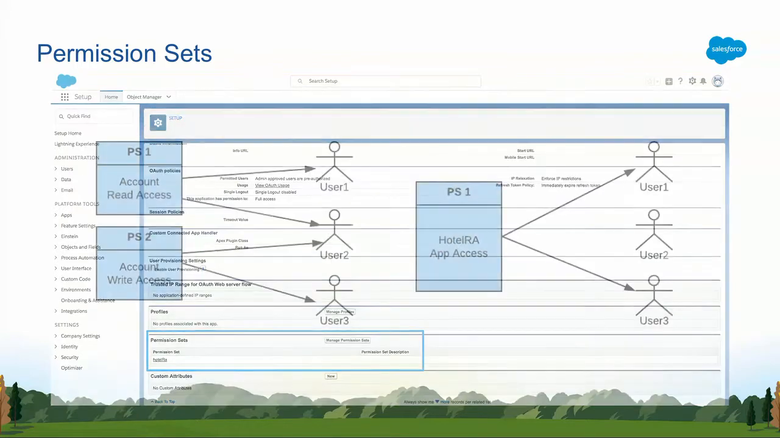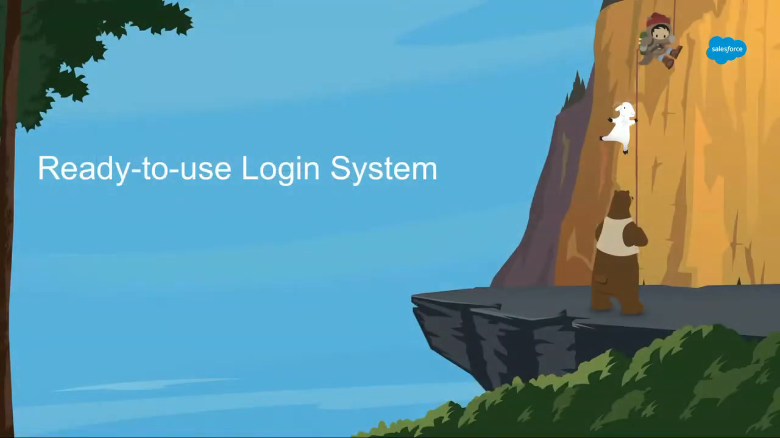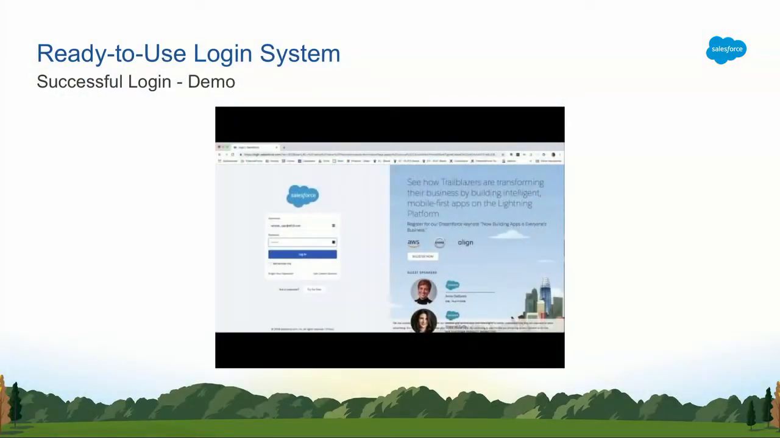Yeah. So in a similar way to the simple use case of accounts, now we have a permission set assigned to this connected app, and if we assign this permission set to user 1 and 3, both will be able to log in into our HotelRA application. However, user 2, even though he is a real Salesforce user, will not be able to access our application. Good. Let's talk about the ready-to-use login system. First, we are going to do a little demo, and then we will explain how it works.